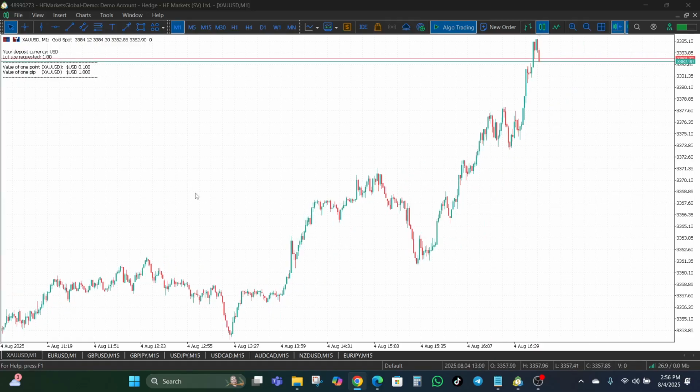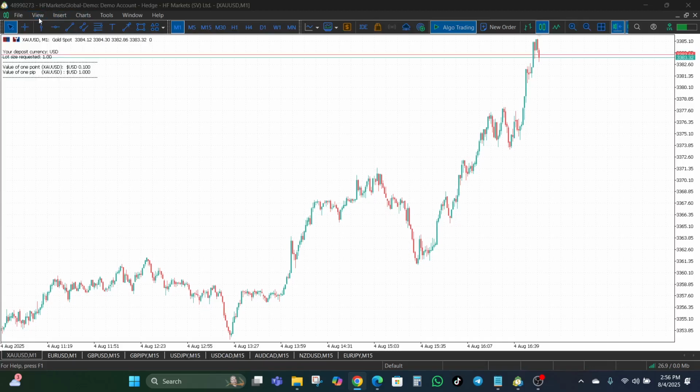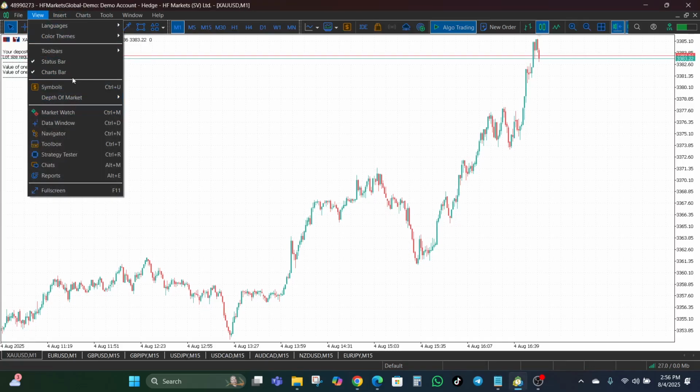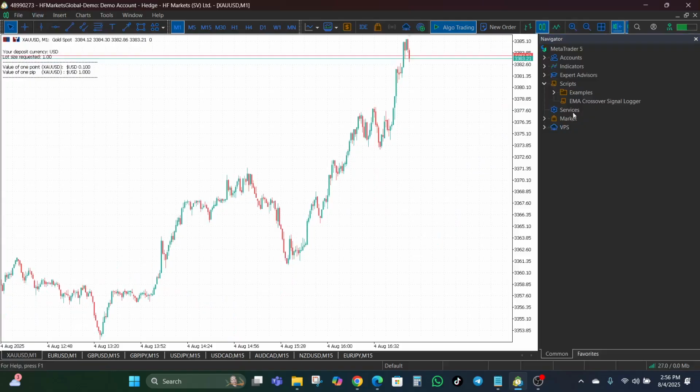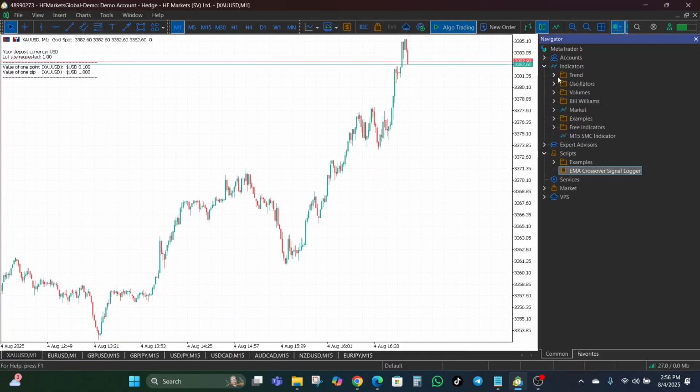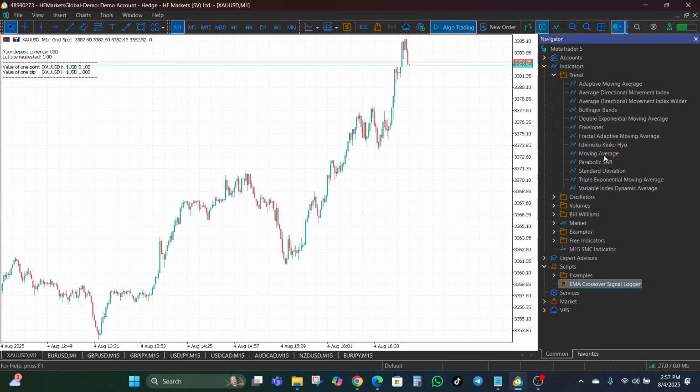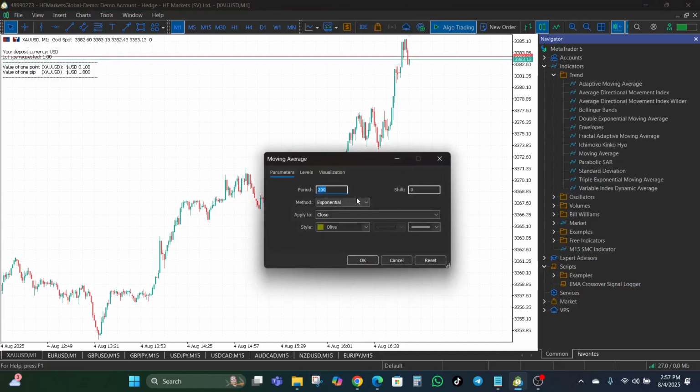First of all, you set up your charts with 3 exponential moving averages. So we are just going to view our navigator real quick, and we are going to add our moving averages to the chart. We're going to be starting with the first EMA, which is going to be the 5 EMA. Okay, and ensure that the method is set to exponential. Apply to close, then you can just select whatever color that you want to use.